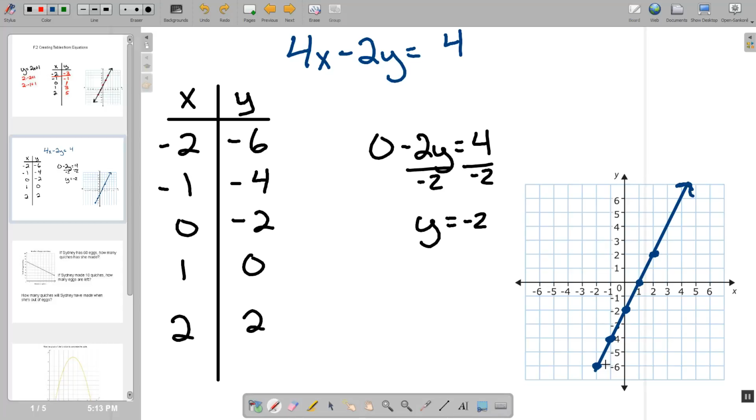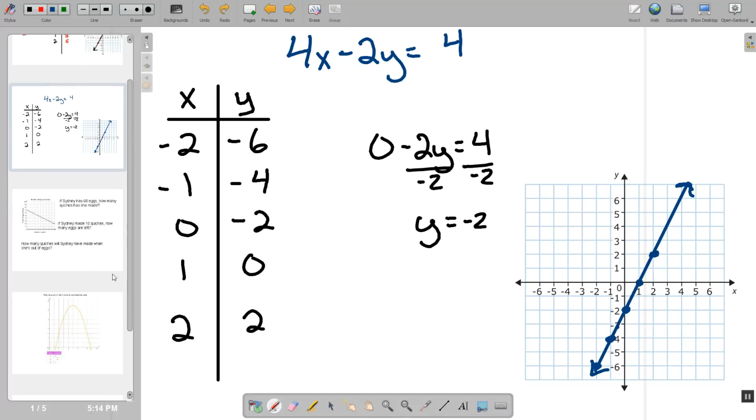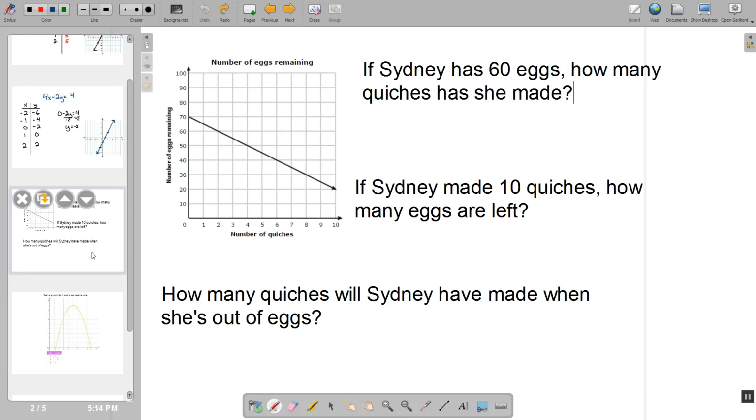And I always want arrows on both ends of my line to make sure I showcase that lines can go on infinitely. So now we have taken equations, made tables, and made graphs from those. Let's give a little bit more context to what we're doing.